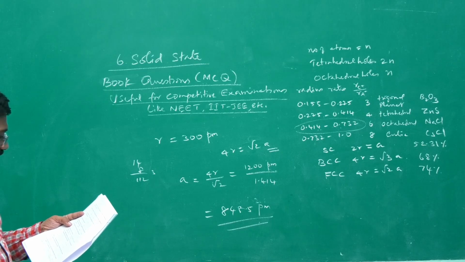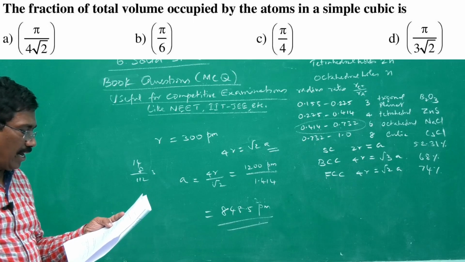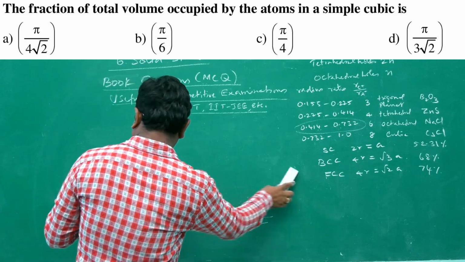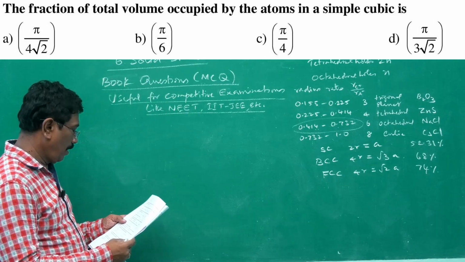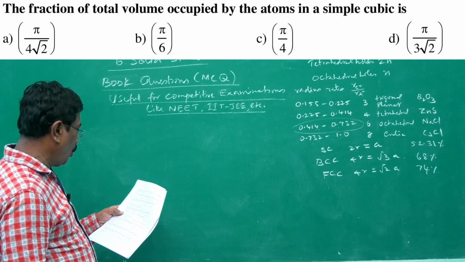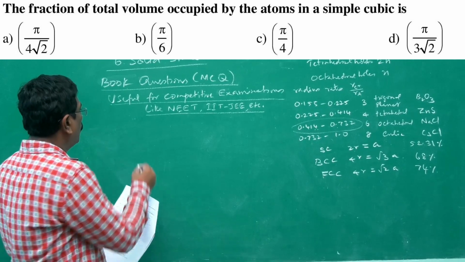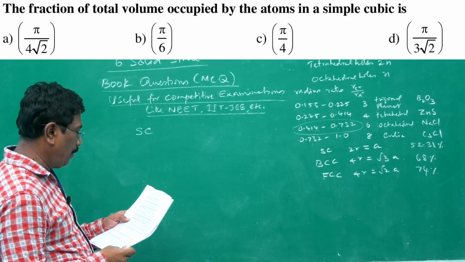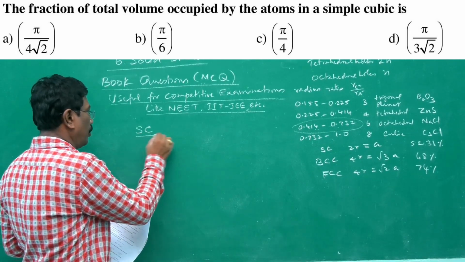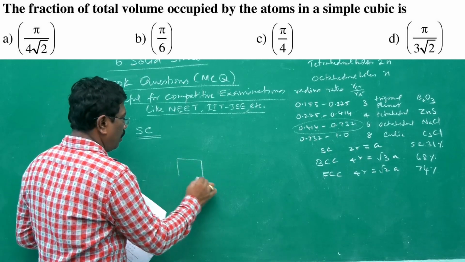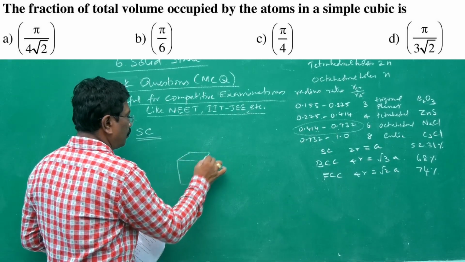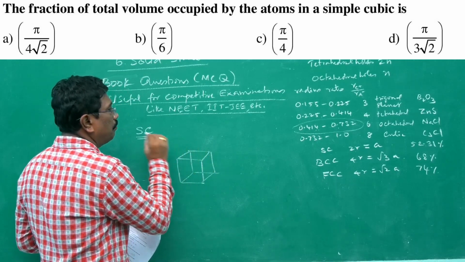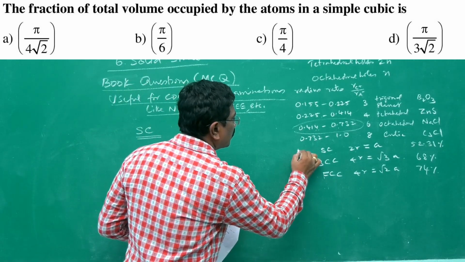Then the fraction of total volume occupied by the atoms in the simple cubic is the question number 16. The fraction of the total volume occupied by the atoms in simple cubic. How many atoms are present in simple cubic? In simple cubic, there are only 8 corner atoms. 8 into 1 by 8, which is 1 only. For simple cubic, only 1 atom is present.